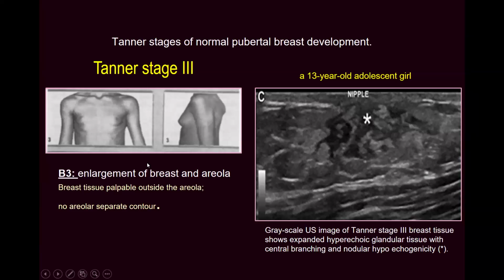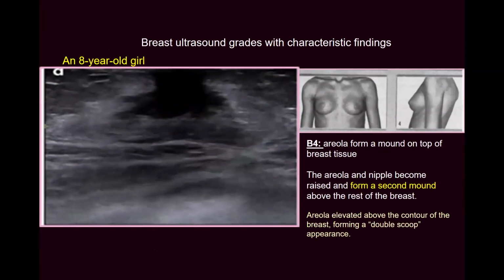And can you see? Here we can see the enlargement of the breast. Okay, the breast is enlarged, but the areola, as we mentioned, is not separable from the breast. It has no mound at stage 3. And this is a 13-year-old. She has Tanner stage 3. If you can see here, this is the branching, expanded hypoechogenicity within hyperechoic, hyperglandular tissue.